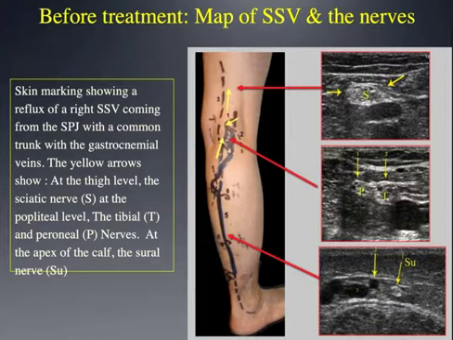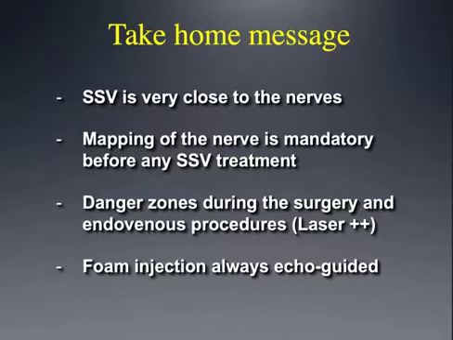In the middle echo image, you can see the popliteal fossa and the tibial nerve and the peroneal nerve with the popliteal vein. And lastly, on the calf, you can see the sural nerve, which is close to the saphenous nerve. So, as a summary of this part, the small saphenous vein is very close to the nerve.